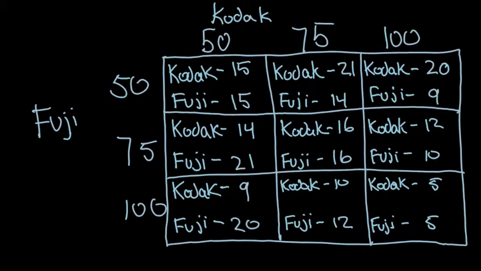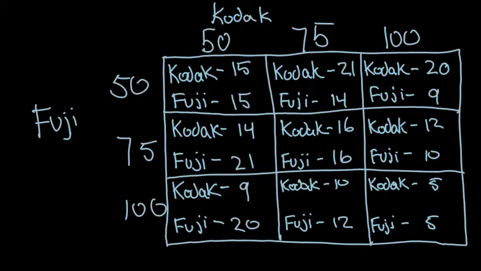them their best profit. Then, finally, when looking at Kodak producing 100 rolls of film, Fuji would still want to produce 75 rolls of film. Again, since Fuji's best option is to produce 75 rolls of film, no matter what Kodak decides to do, 75 is Fuji's dominant strategy.